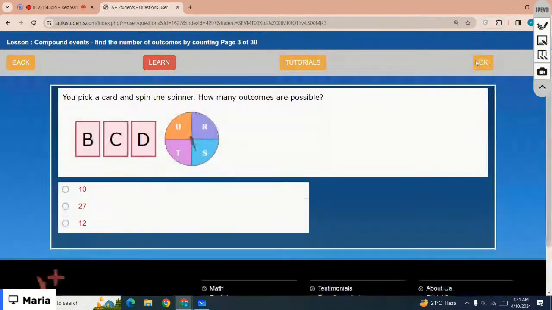You pick a card and spin the spinner. How many outcomes are possible? Which is the correct option? Yes, that is 4 times 3, 12 it is.